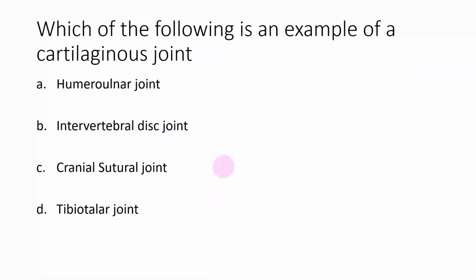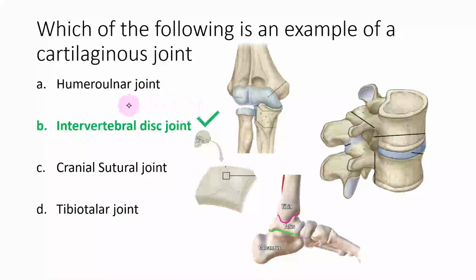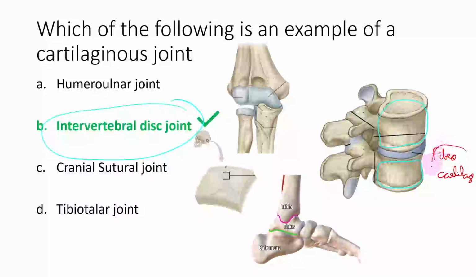So let us come back to the question. Here the answer will be intervertebral disc joint, because intervertebral disc joint is in the midline, and between this vertebra and this vertebra you have an intervertebral disc, which is basically a white fibrocartilage. So the point here is that it is cartilage and there is no synovial cavity here. So it is only cartilaginous. So it is a secondary cartilaginous joint, and that makes it a cartilaginous joint. So the answer here is intervertebral disc joint.